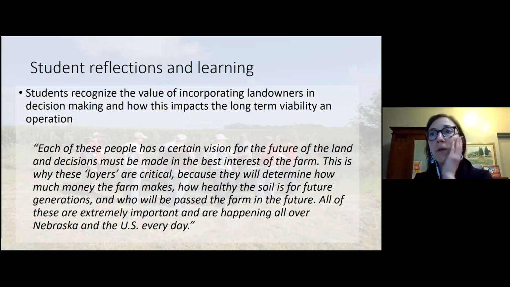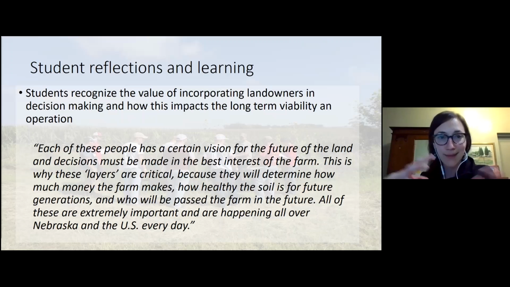I just have 2 really nice quotes to share from some of the really positive learnings that students reflected on, and they certainly recognize the value that incorporating landowners has to play. They know that intuitively from their own experience, seeing that these are relationships where we're not always in agreement on all the goals, and that this human dimension is really important for long-term viability of operations. I'm sure many of you can relate to that on a professional or personal level. So they know that this is complex and that these conversations are happening every day.